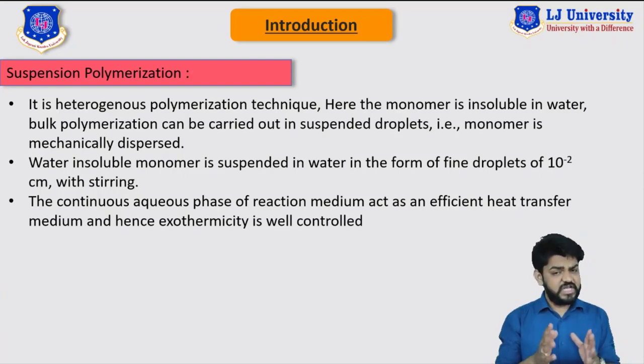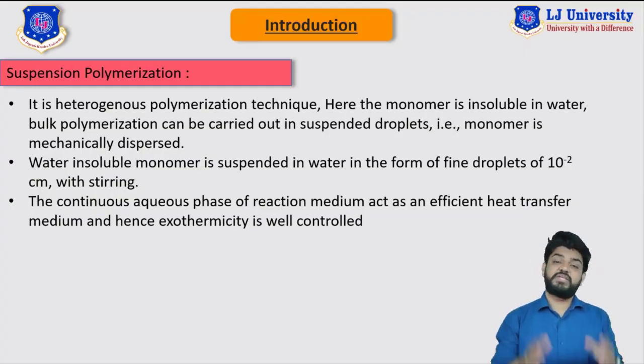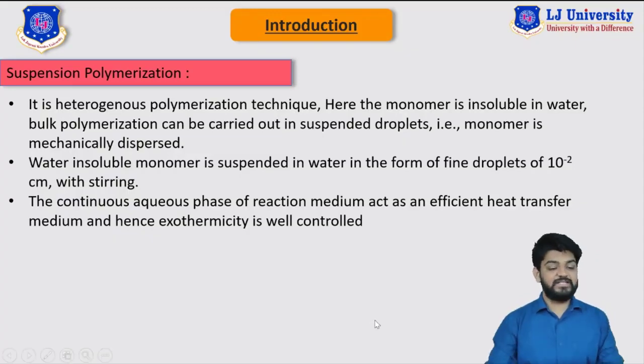Now, in this session, we are mainly going to focus on the third category of polymerization techniques, and that is suspension polymerization. This technique comes under the tag of heterogeneous polymerization, as its basic requirement is that the monomer and initiator need to be insoluble in the solvent, right? You can see here on the screen that it is the heterogeneous polymerization technique.